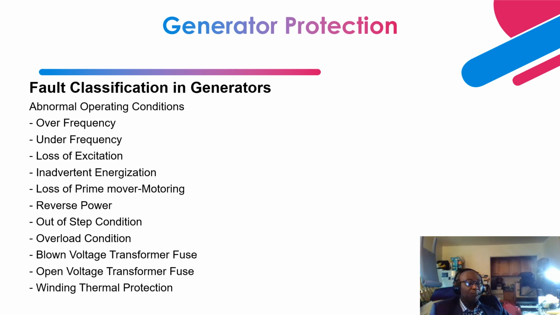Then we have loss of prime mover, or motoring, and that is when you have reverse power. The 32 device detects power flowing into and motoring the generator. Then out of step condition, that is ANSI device 78. If you have a generator, as you can see, the AC grid has many transmission lines that are interconnected.